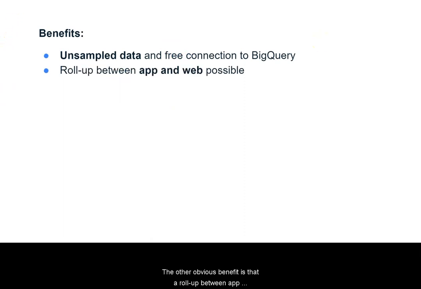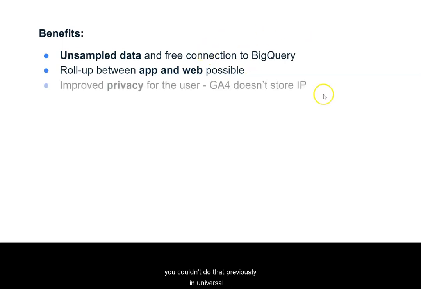The other obvious great benefit is that a roll-up between app and web is possible. This is now because they're using the same tracking library, so you can tie a user between app and web, and you can have your app and web data within the same property, whereas you couldn't do that previously in Universal Analytics.